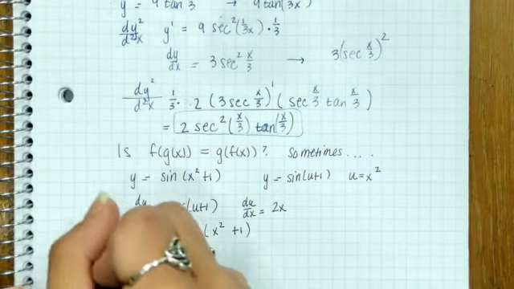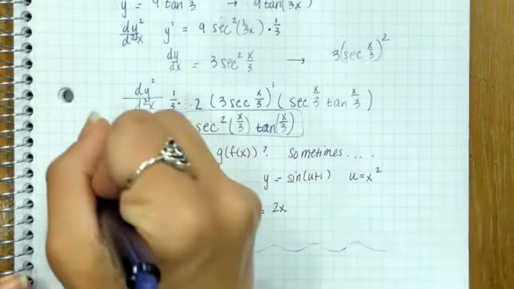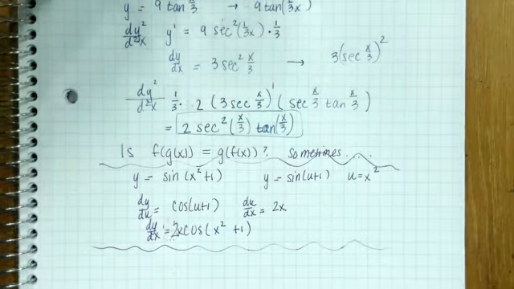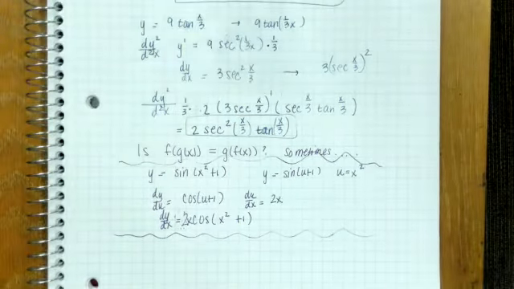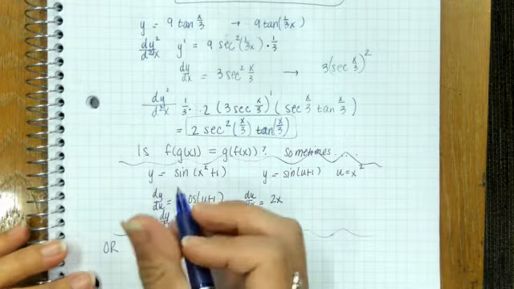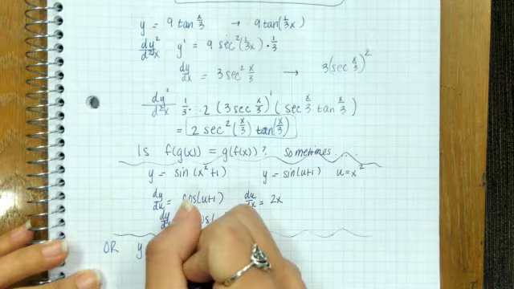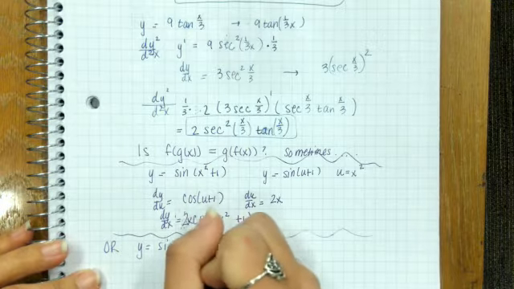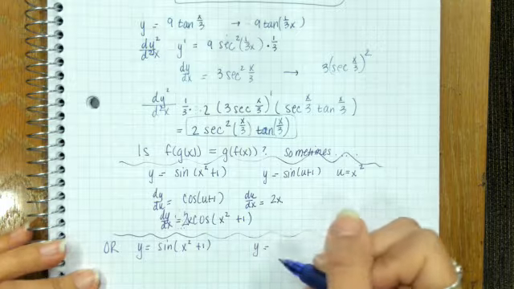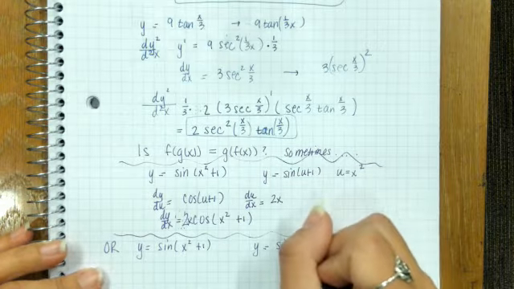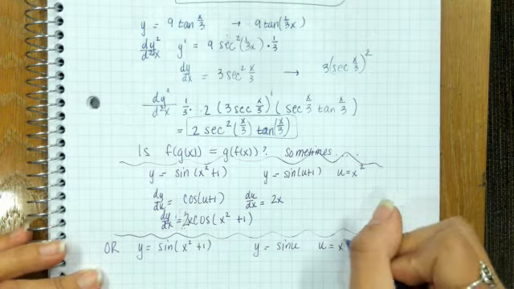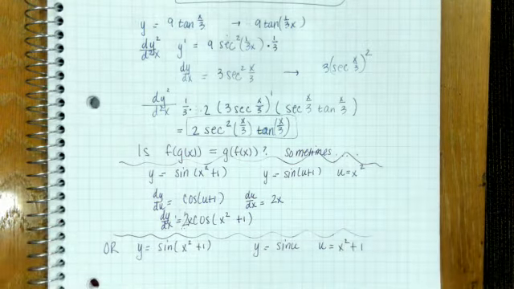Okay, so that's one way to do it. Okay, another way to look at this is, say, let me just rewrite this: sine of x squared plus 1. And you could say y is equal to the sine of u, and u is equal to x squared plus 1. Just a different way to make the composite.